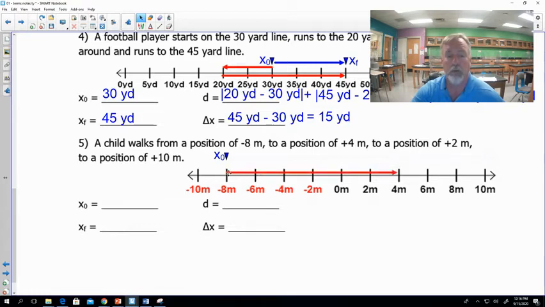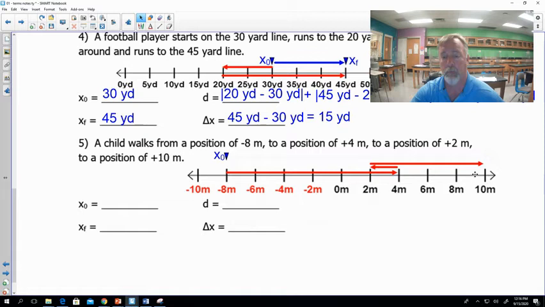So here's an arrow. We're starting at -8. We went all the way up to 4. What did our child do then? The child then moved to a position of +2 meters. So it went backwards. It was at 4 and went to 2. So we've got our next arrow here going backwards. Finally, what's the last point after the child reaches position 2? The child then goes to position 10. So we got a third leg in our trip. The third leg of our trip starts at the 2 and goes all the way to 10.